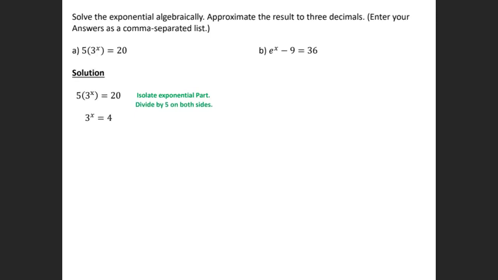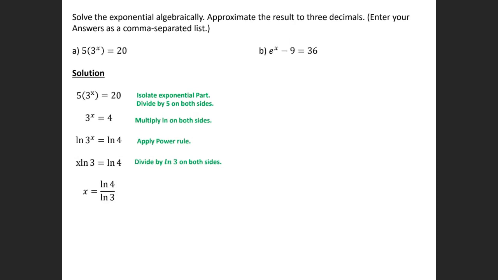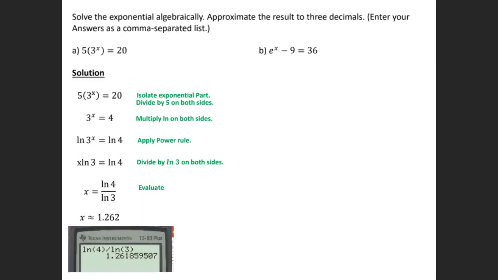Okay. So again, I can use my properties of logs to solve this. If I take the natural log of both sides, this is applying the power rule on the left side. It's going to be x times the natural log of 3. Divide both sides by the natural log of 3. So x is equal to the natural log of 4 divided by the natural log of 3. Now I can use my calculator, plug it in, and when I do that, I get x is equal to 1.262 rounded.